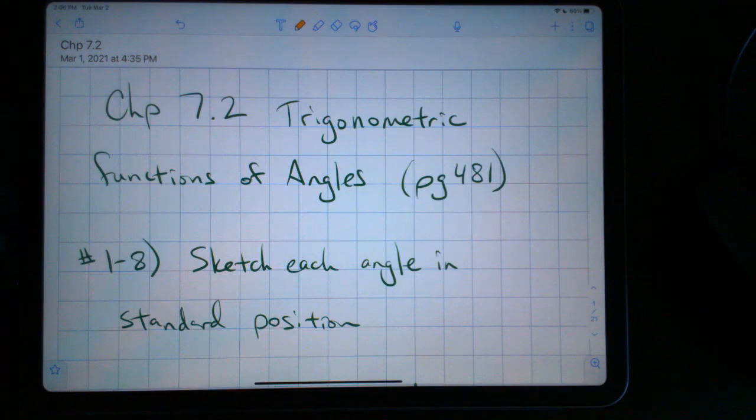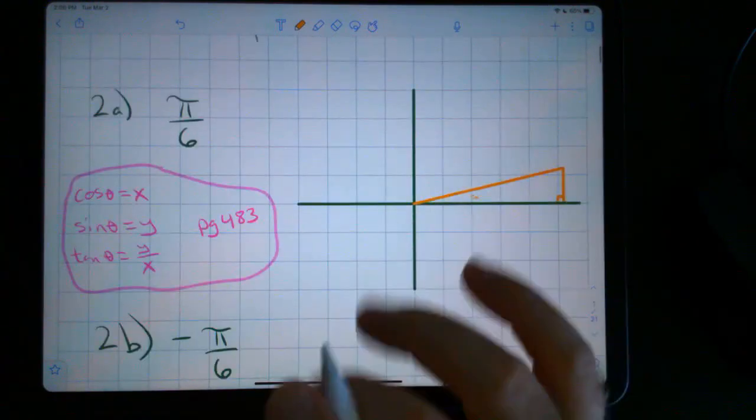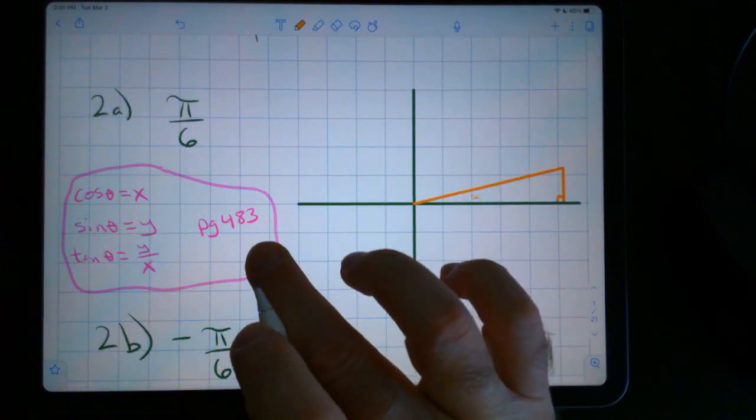Hello, here I'm going to cover some topics from chapter 7.2, Trigonometric Functions of Angles. Before starting this, I would like you to please go and read page 483.